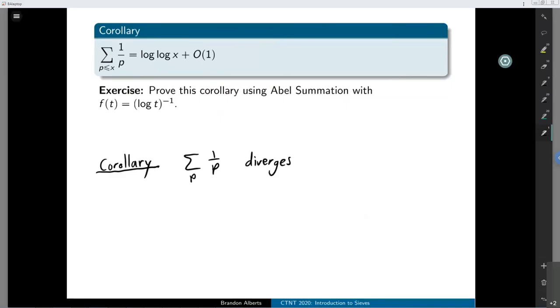You can do the same thing with log p over p instead of just 1 over p. But somehow, relating this to the harmonic series 1 over n is kind of a nice looking result. And you prove this by just taking x to infinity in the above result. Log x will tend to infinity, and big O of 1 is bounded by a constant, so there's nothing to cancel out the infinite term.